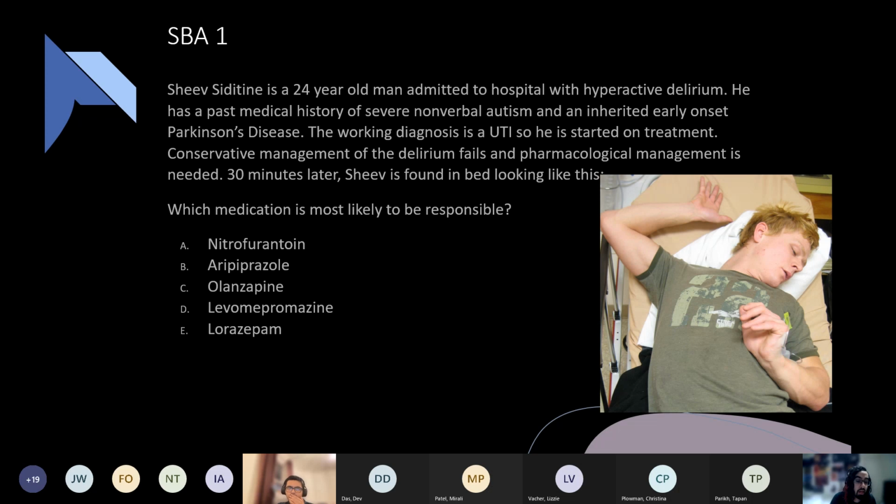This is a 24-year-old man. He's coming with hyperactive delirium, and his past medical history is severe nonverbal autism, so he can't talk. And he's got an inherited early onset version of Parkinson's disease, which is about 5% of Parkinson's disease. He's got a UTI. They start him on treatment. He needs pharmacological management for his delirium, and then 30 minutes later, he's in bed looking like that. Which of the medications that he might have received is responsible for this?